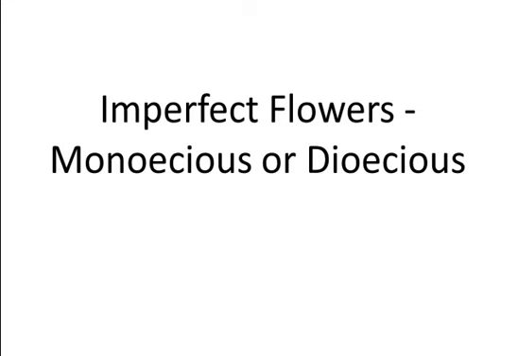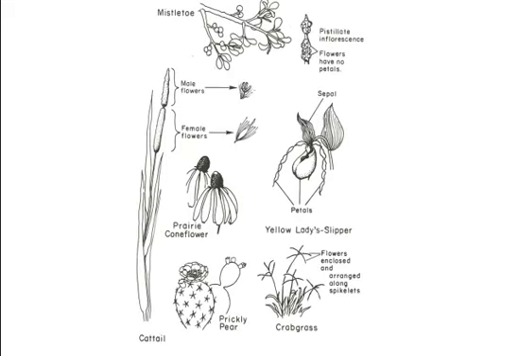If the male and female flowers are on the same plant, the flowers are said to be what? Monoecious. Separate male and female flowers on the same plant. What about dioecious? Separate male and female flowers on different plants. Let's look at that picture again. Here we have separate male and female flowers. Are these flowers monoecious or dioecious? Monoecious. They're on the same plant. They are imperfect, but they're on the same plant, making those flowers monoecious.